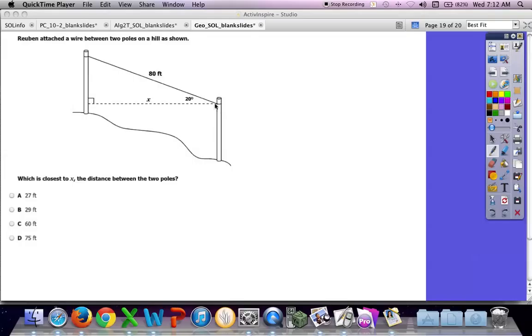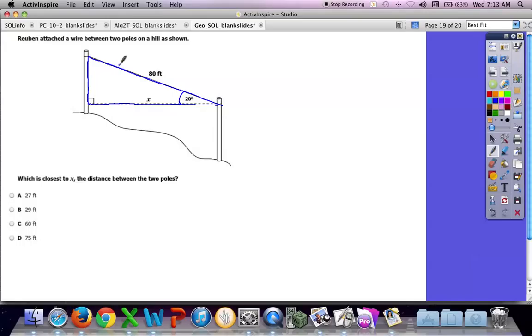This is a straight line. That pole is straight. The distance between the poles is this dashed line, which is already marked with an X. And it is a right triangle. So this big triangle here is a right triangle. And we know that this angle right here is 20 degrees. And we know that the length of the string is 80 feet.